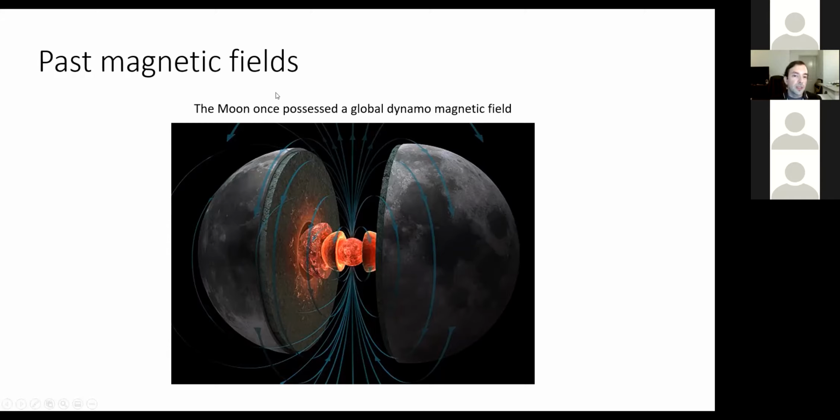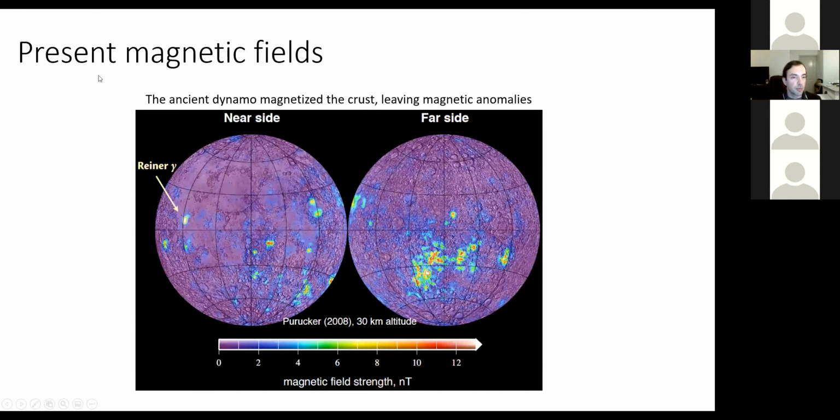So yeah, the past magnetic fields, we believe the moon once possessed a global dynamo field. So that was what I just showed you. And this is just kind of going over it again. And then the present magnetic fields, this is a map from about 30 kilometers altitude of magnetic anomalies on the moon. You can see the rock has actually been magnetized here in different areas. And this magnetization in the rock will be stable for billions of years in the future.